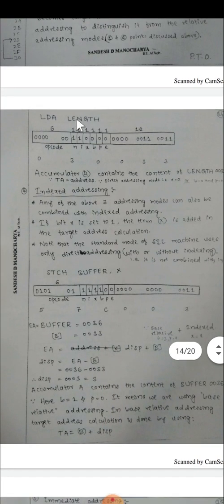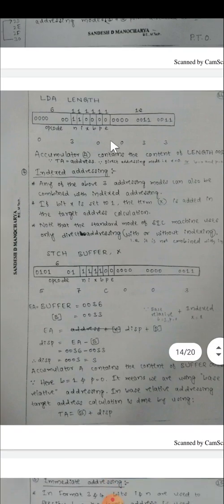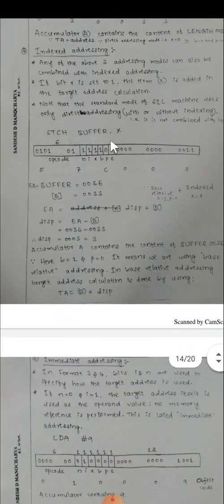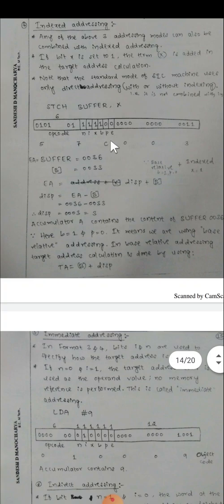Next we will see direct addressing mode. The direct addressing mode example is also given here, that is N and I are 1 in direct addressing mode. Again X is 0, B is 0, P is 0, as that instruction is using direct addressing mode. So both B as well as P are 0 and E is also 0, since that instruction LDA is in the third format.